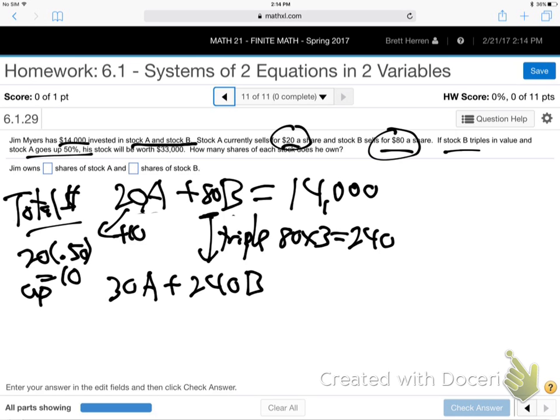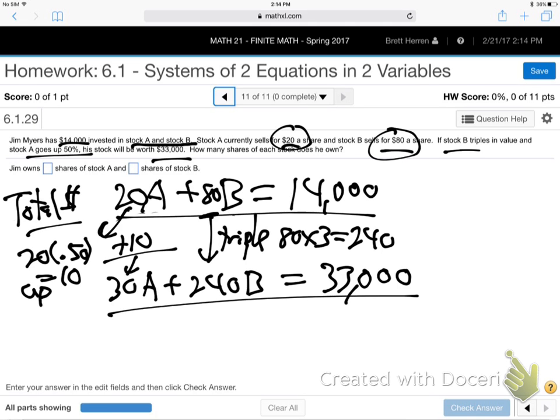Am I going too quick? Did you see what I just did there? Let me slow down for a minute. Stock B tripled, so I took stock B's price of $80 per share and tripled it, $240 a share. Stock A goes up 50%, so I took stock A, $20, multiplied by 50%, got $10. It's supposed to go up $10, so I added 10. Stock A went up to $30 a share. Tracking with me? Okay, if that all happens, his stock will go up to $33,000. There's my second equation. First equation, second equation. Throw them in your calculator.